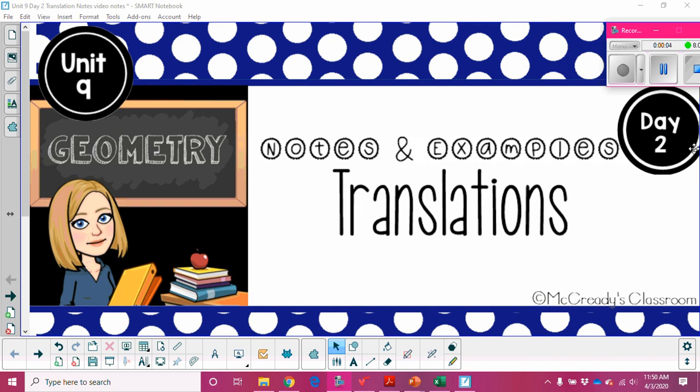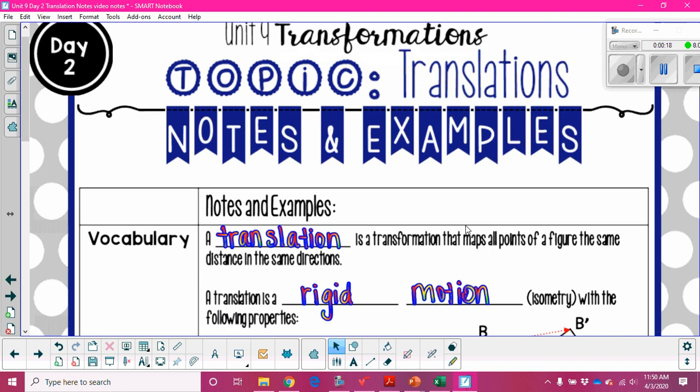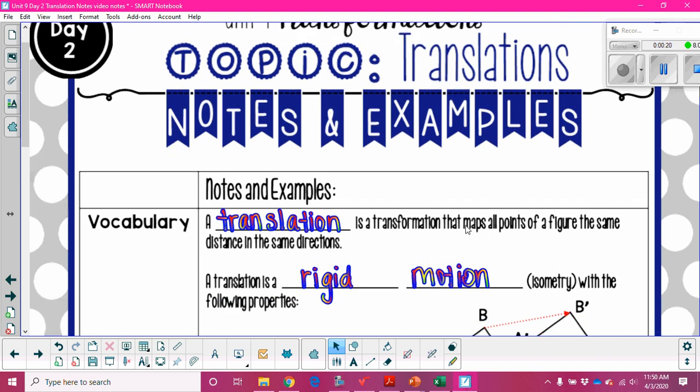Okay, so day 2 of Unit 9, we're talking about translations. A translation is a transformation that maps all points of a figure the same distance in the same direction. A translation is a rigid motion, which is an isometry, with the following properties.